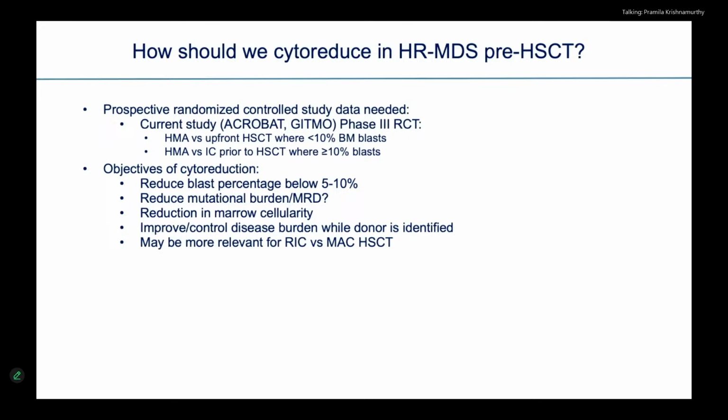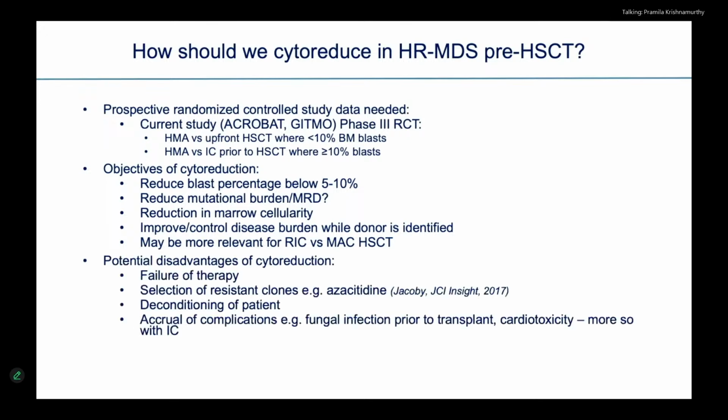We might also be looking to try and reduce marrow cellularity in these patients who are often hypercellular, but we also often want to improve or control the disease burden whilst a donor is being identified. And certainly cytoreduction could be more relevant in the context of reduced intensity conditioning versus myeloablation. But given the majority of patients will undergo reduced intensity conditioning, perhaps it's something that we really do need to understand better.